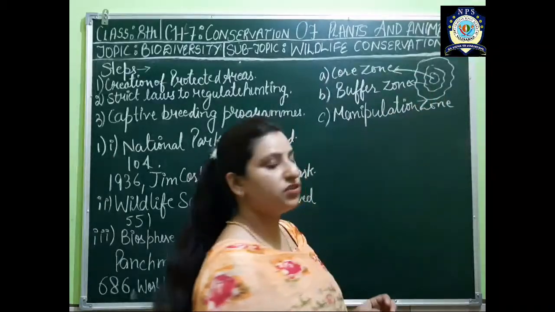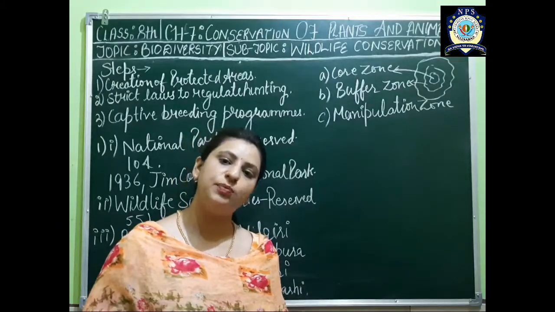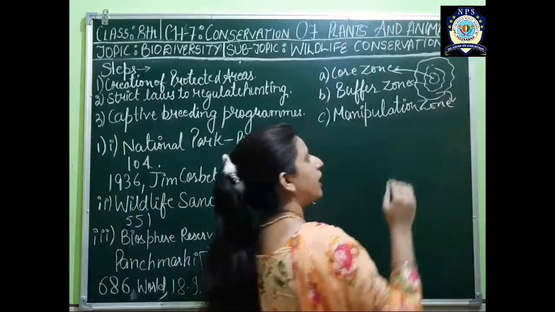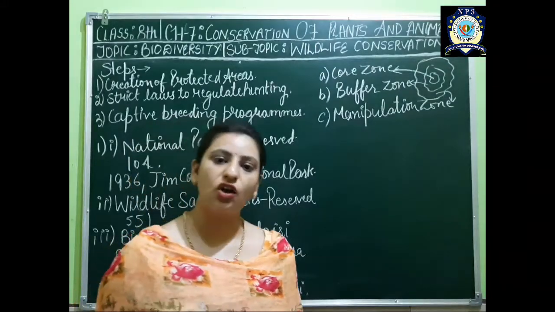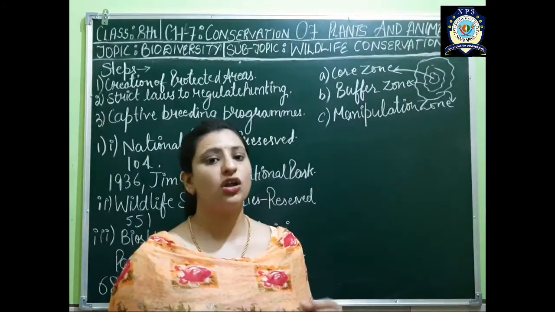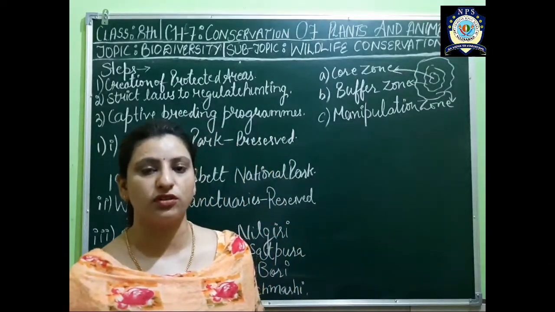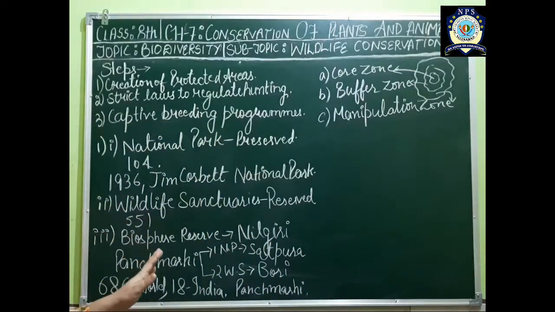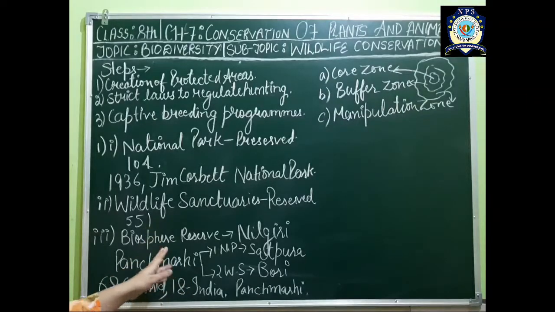Another one is the buffer zone. In this area there are some human activities, and the rest, 90%, is preserved only and only for the wildlife. And the outermost is the manipulation zone, the area in which human activities are regularly allowed. But they are not allowed to cross into the buffer zone and core zone because those are preserved only for the wildlife. So this is all about the first part, creation of protected areas, discussed in three types: national parks, wildlife sanctuaries and biosphere reserves.